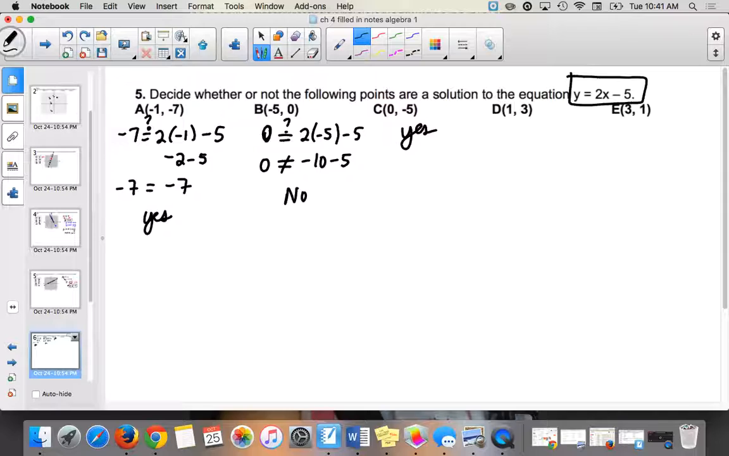Negative 3. Negative 3. You see it? So this one doesn't work. And if I plug in 3 for x, do I get 1 for y? Yes. Yeah, this works. Okay, so you're just plugging in to see if it makes a true equation or not.